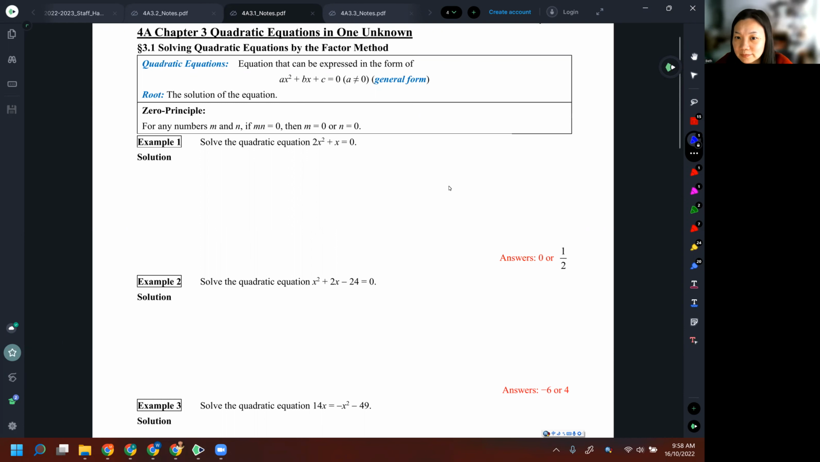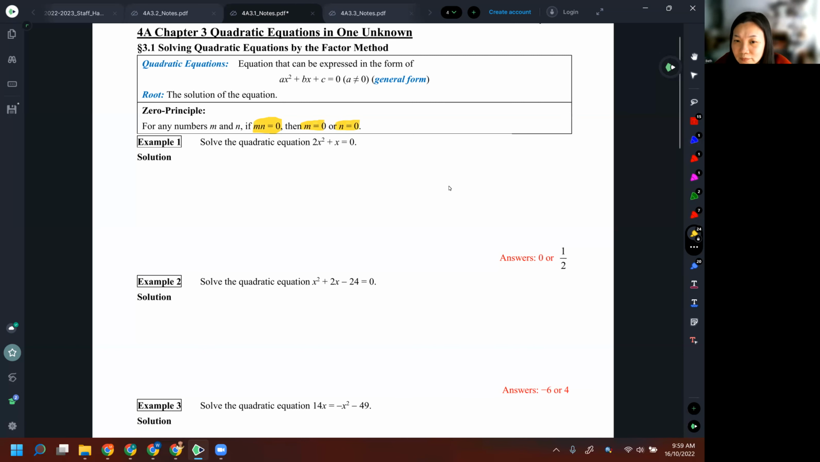The first method, the factor method. Now this method, later on you will find, is the most commonly used method. And the concept is based on the zero principle, so-called zero principle. I can change a quadratic equation into two linear equations and solve them separately.